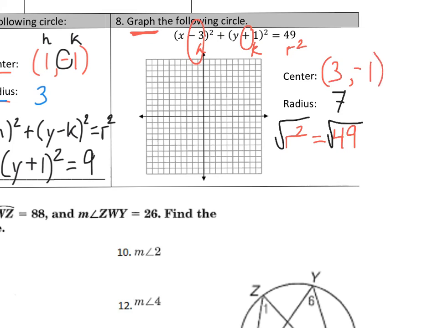Now we actually have to go through and graph this. So I know my center is at 3, negative 1. There's my center right there. And my radius is 7. So that means I'm going 7 units to the right, going 7 units up, 7 units down, 7 units to the left. So I have my 4 points marked to represent my radius, the distance from the center to any point on the circle. So the last thing I'm going to do is connect these points that I drew with the best circle I can.